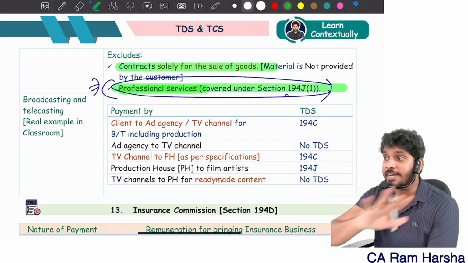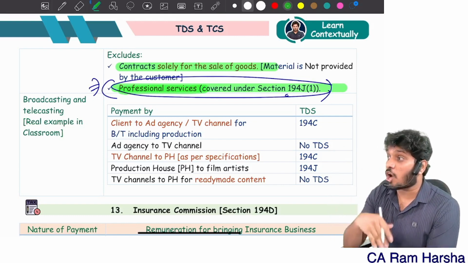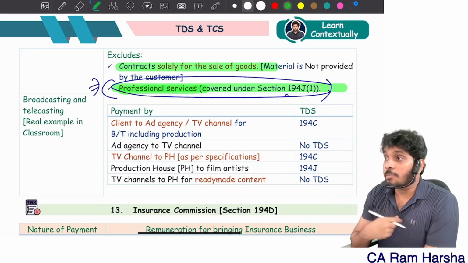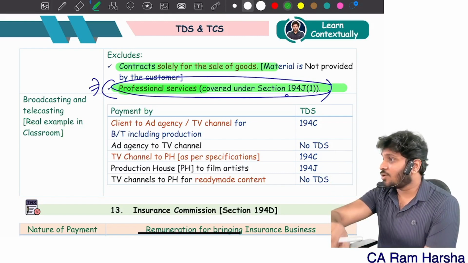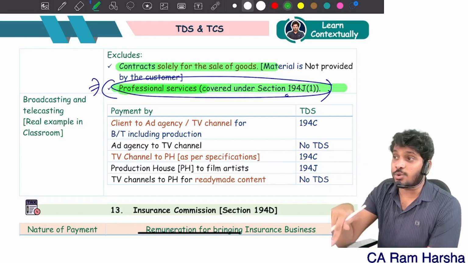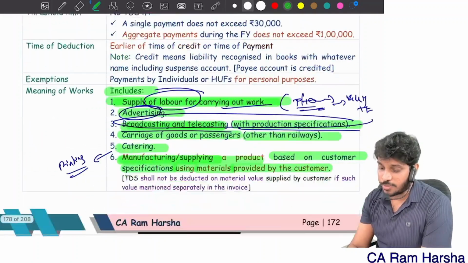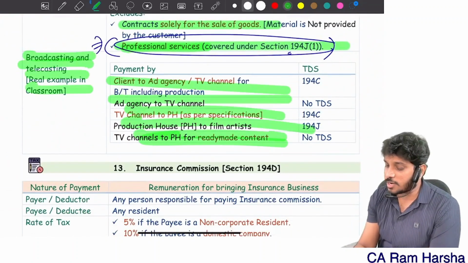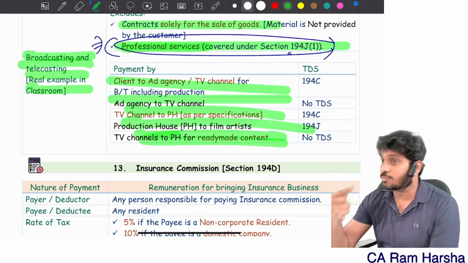On sale of goods, 194C will not apply because he didn't carry out work on my material. He should do some work on my material. Transporter is carrying my material. Yes or no? Telecasting, broadcasting, my advertisement they are doing. Yes or no? Some work they are doing. That's why 194C will apply. Able to understand? Then what I have given regarding broadcasting, telecasting, all that we already discussed in production house. This entire issue will be discussed in our classroom.